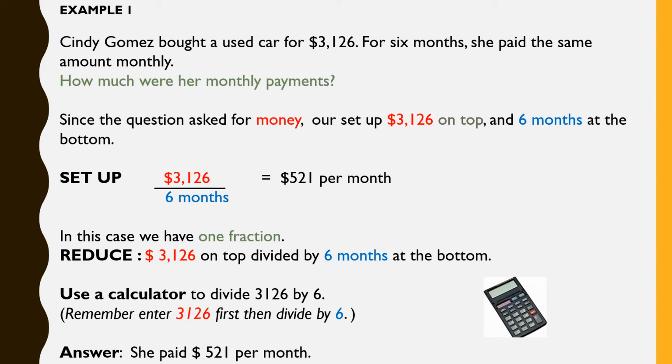This is only one fraction. So there's nothing else that's given except these two numbers with their labels. So we simply pull out our calculator and we divide 6 into 3,126. And we come up with $521 per month. That's your monthly payment. There's nothing to reduce here. There's no label on top that's the same as a label at the bottom. So we just use our calculator, divide 6 into 3,126. Your answer: she paid $521 per month.